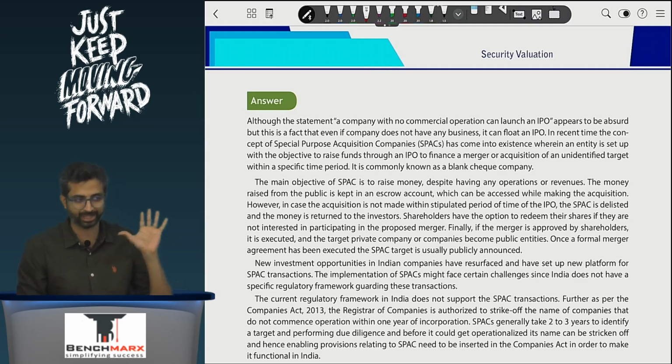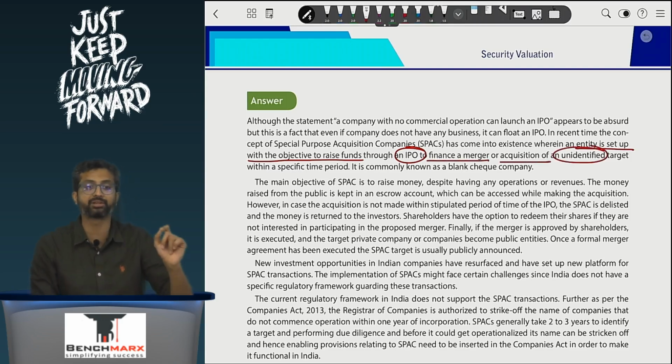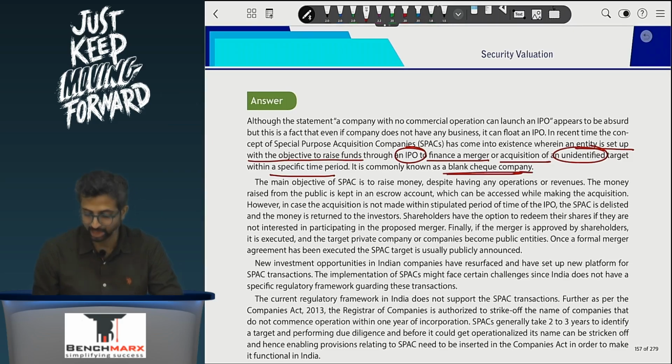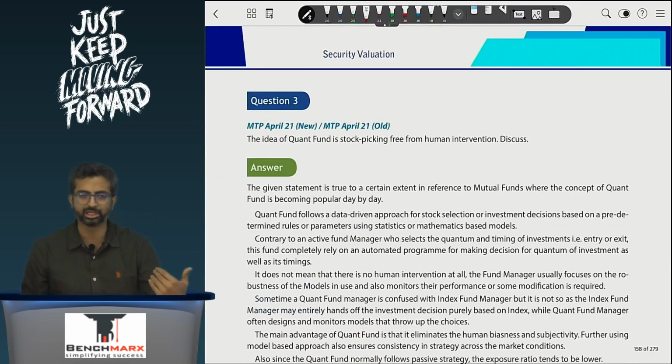So there is a lot of pressure on SEBI to allow SPACs. What do you want? You understand what is meant by SPACs? Okay. So in a SPAC, an entity is set up with an objective to raise funds through an IPO to finance a merger or acquisition of an unidentified target. There is no target identified within the specified period. It is commonly known as a blank check company. And then they have given you certain features, and at the end they have said that SEBI currently does not really have SPACs as a base. Are we clear with this?